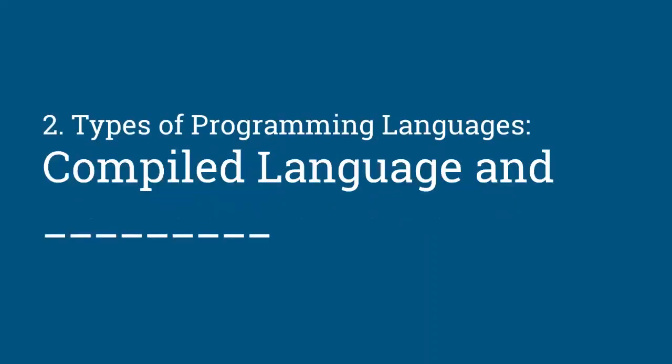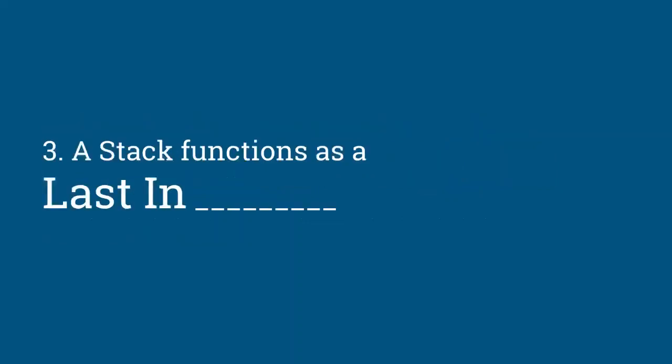Okay. Two types of programming languages: compiled languages and interpreted languages. Ranit got that right, interpreted language. Okay. A stack functions as a last in... Ranit is on fire over there. He's getting all of those right. Last in, first out, right?